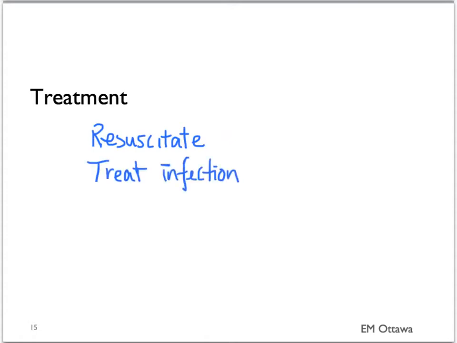Let's go into treatment. In terms of treatment for perforated viscus, there are three main goals. As with all emergency patients, resuscitation is the first goal. The second goal is to treat the infection, since all the gut flora will now be spread inside the peritoneum. Thirdly is a definitive surgical repair.